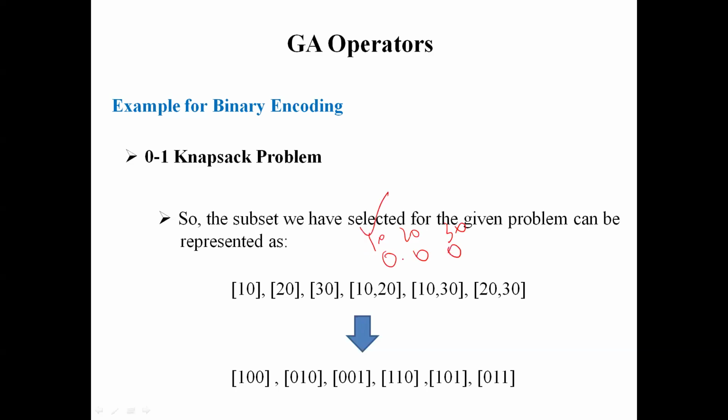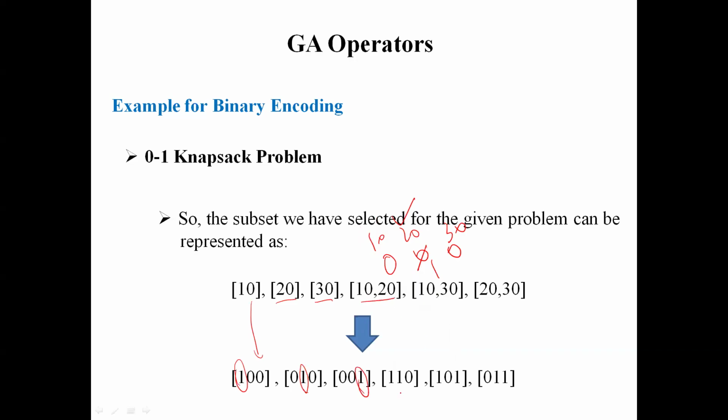If he's selecting 10, then you can put a 1 here. Instead, if he's selecting a 20, then instead of 0, he can put it as 1. See, like this. If he's selecting a 10, then this position will be set. If he's selecting a 20, this position will be set. If it's a 30, it is this.